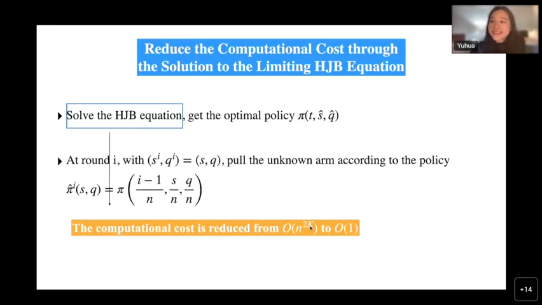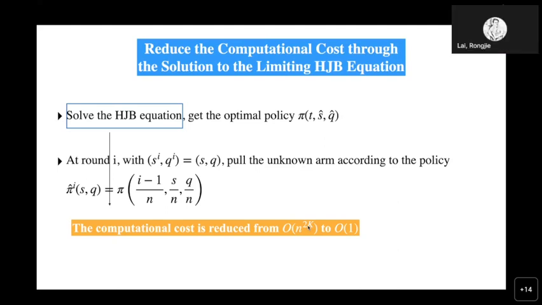For example, you have two arms. Then use the numerical method. If you divide the time interval by n, then the computational cost will be n to the fourth power.